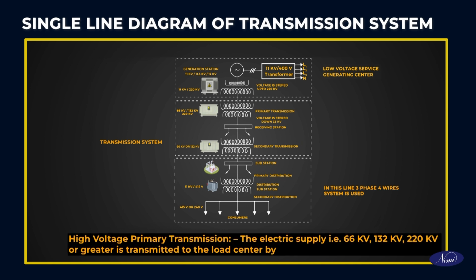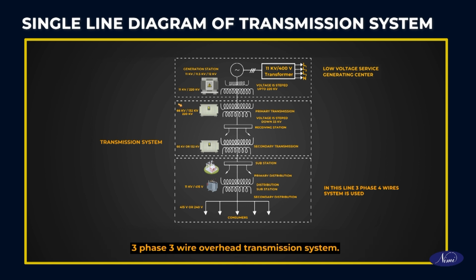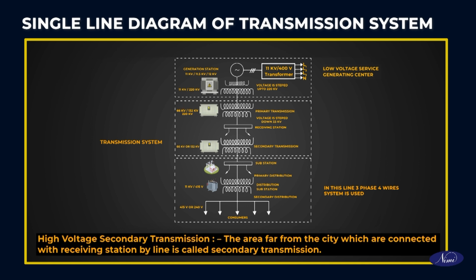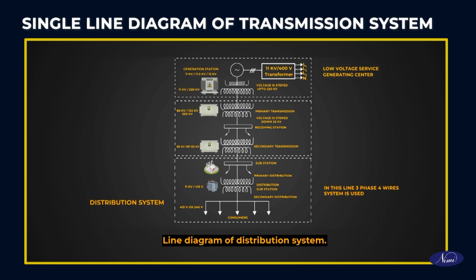High voltage primary transmission. The electric supply, that is 66 kV, 132 kV, 220 kV or greater is transmitted to the load center by three-phase, three-wire overhead transmission system. High voltage secondary transmission. The area far from the city which are connected with receiving station by line is called secondary transmission. Line diagram of distribution system.